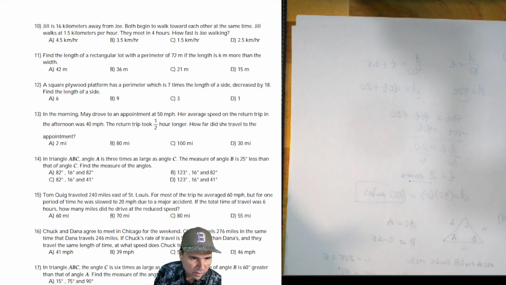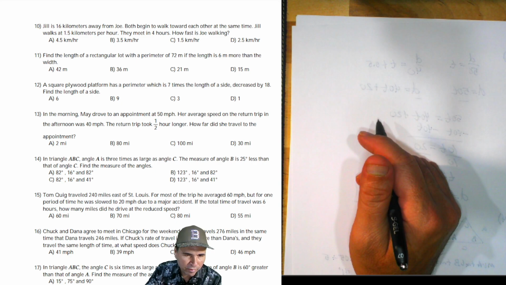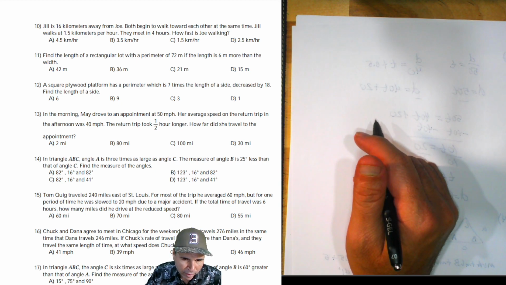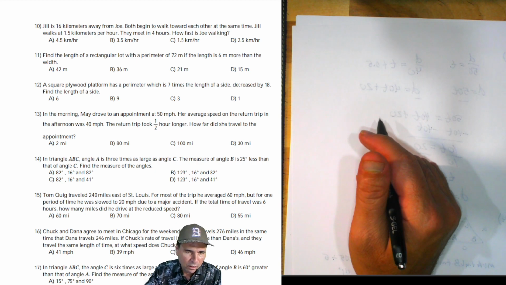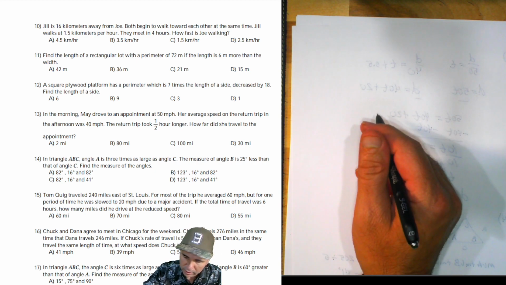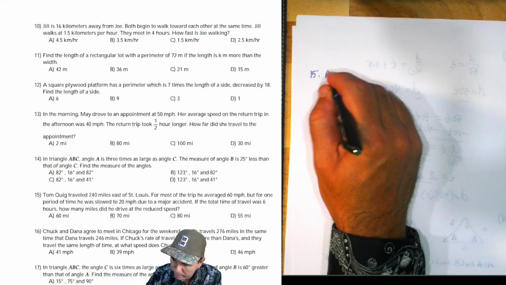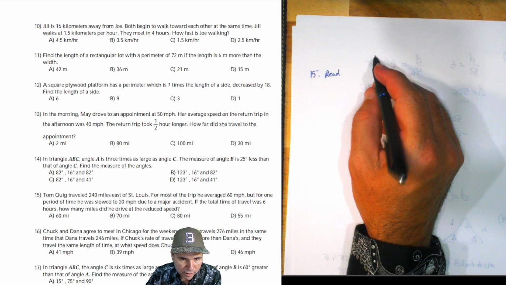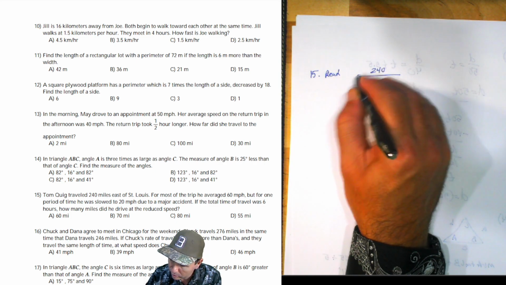Question 15 says, Tom Quick traveled 240 miles east of St. Louis. For most of the trip, he averaged 60 miles per hour. But for one period of time, he was slowed 20 miles per hour due to a major accident. If the total time of travel was 6 hours, how many miles did he travel at the reduced speed? So we read the problem, and now we need to figure this out. There was a picture. This is 240 miles all the way through, right?